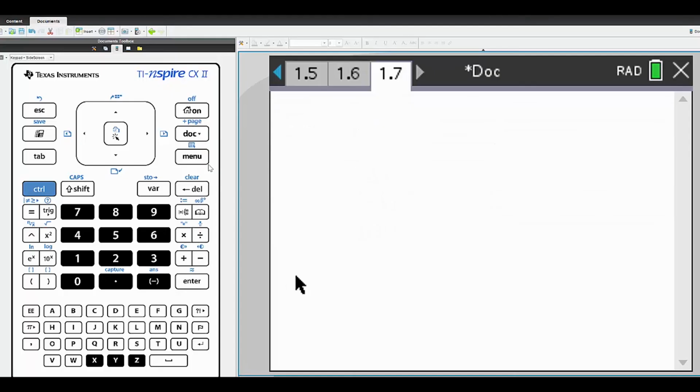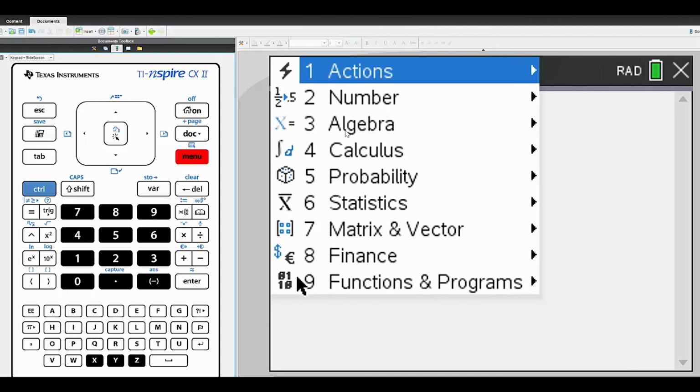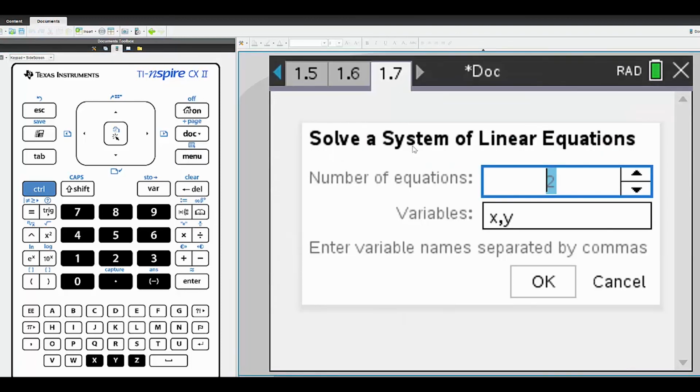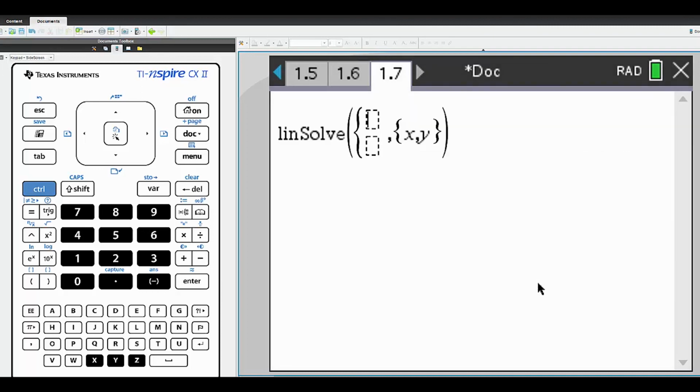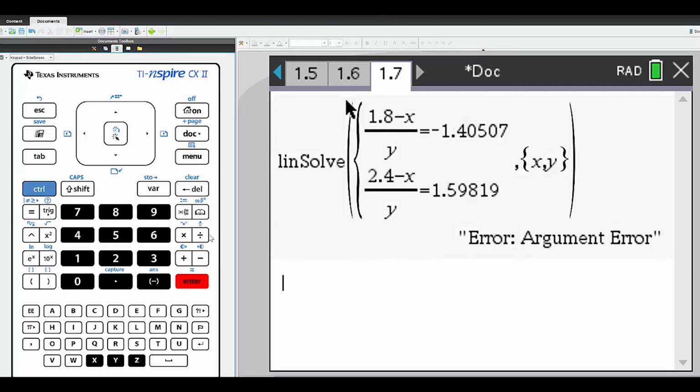So on our calculators, just to show how to solve simultaneously if you're not sure, in menu algebra we have solve system of linear equations. We have two equations. Leave our values of the x and y. We'll say that x is the mean and the y is the standard deviation. Put in our two equations. Now you see when we solve that, we got an error argument. Sometimes it doesn't like the fractions.